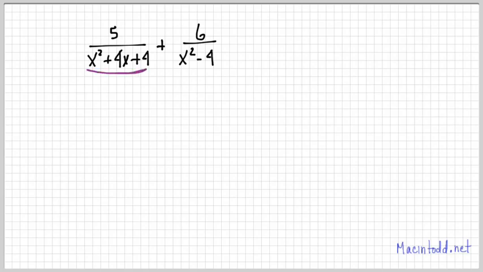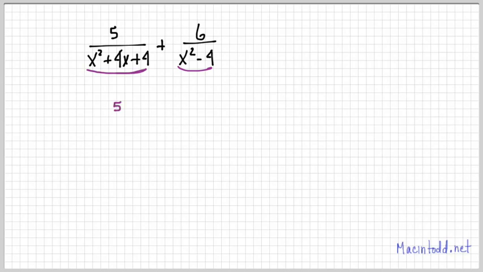Okay, let's try another one of these. Here's a good one. 5 over x squared plus 4x plus 4 plus 6 over x squared minus 4. Now I could, if I wanted to do it kind of by brute force, treat this as one factor and this as one factor and just multiply them times each other to get my common denominator.